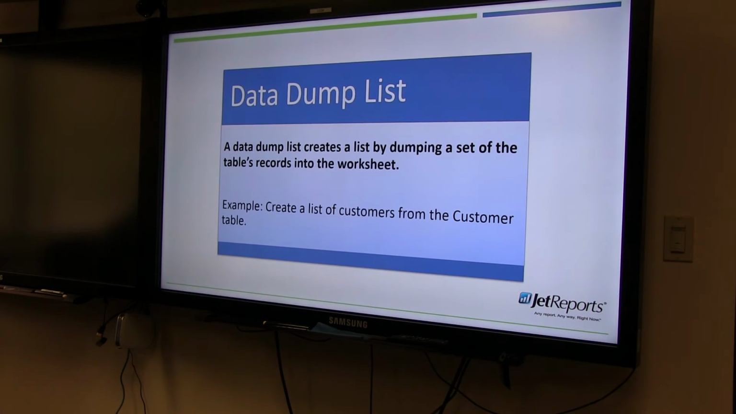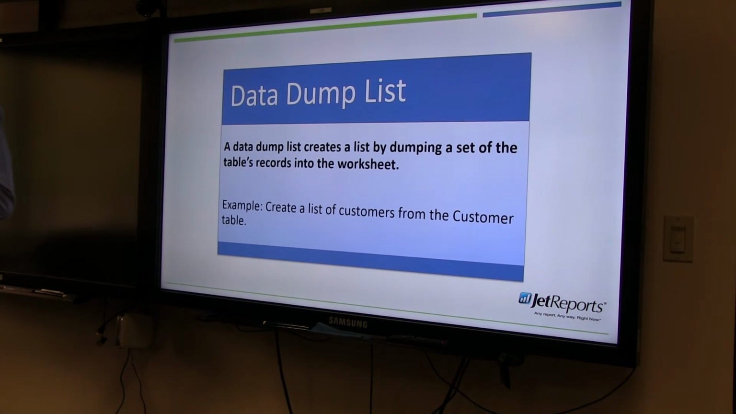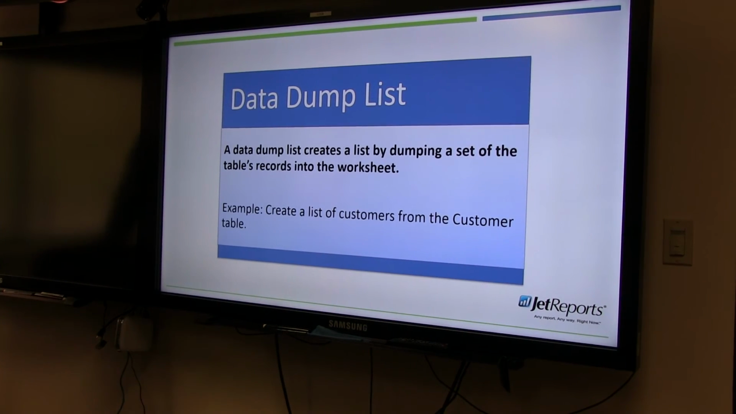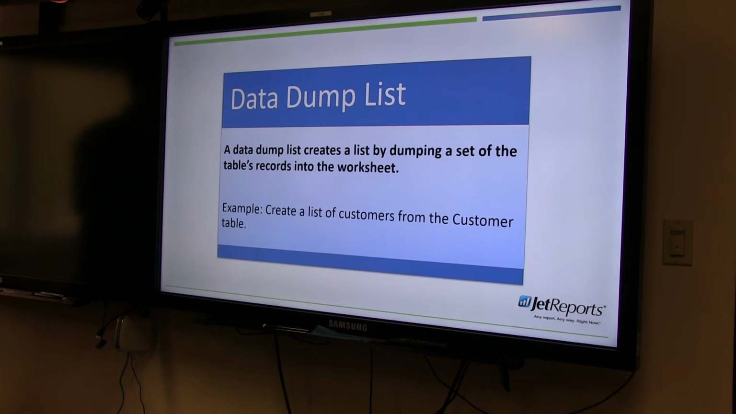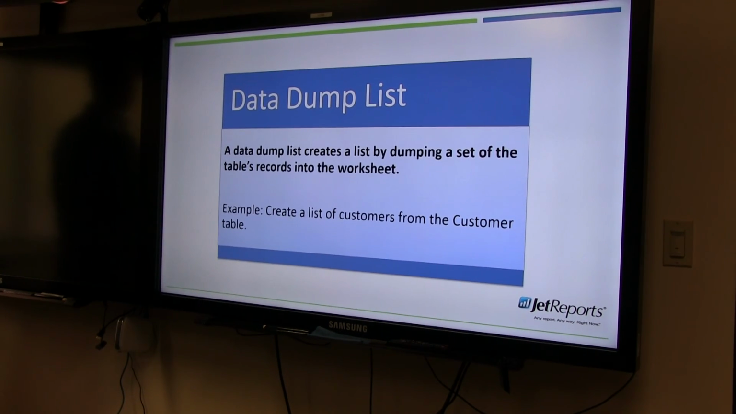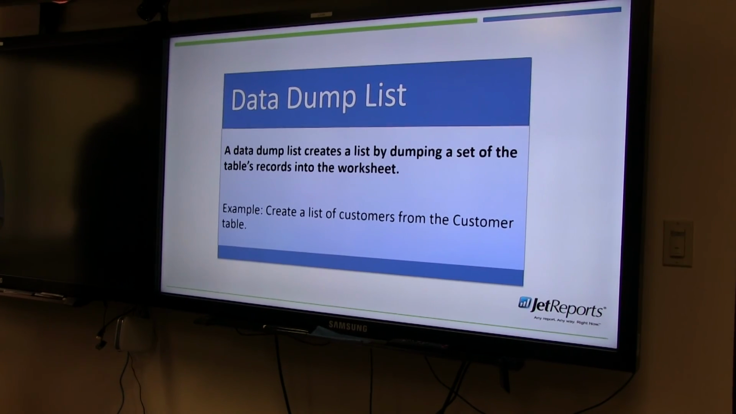So the data dump starts on page 318, but we're going to start on page 319 where the definition is. A data dump list creates a list by dumping a set of the table's records into the worksheet. Essentially what it's going to do is look at a table in the database and mimic it in our report. So what that means is it's going to look at it and bring back records. Instead of bringing back unique values, it's going to pull back every record that matches my criteria.